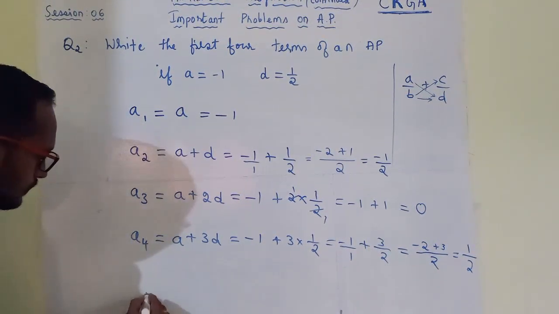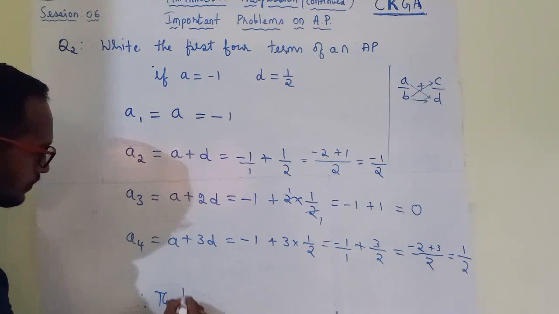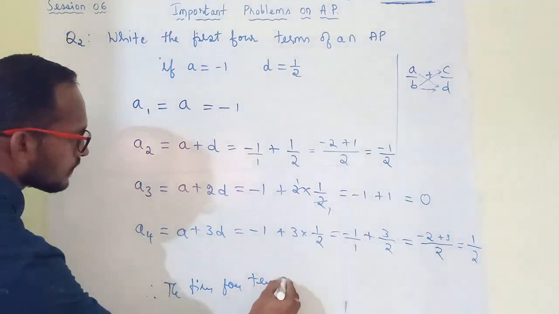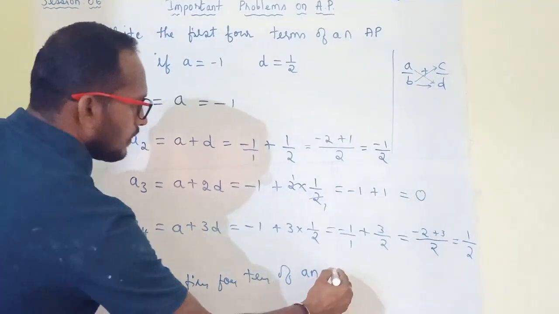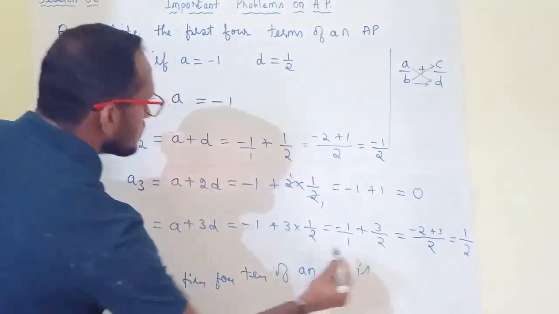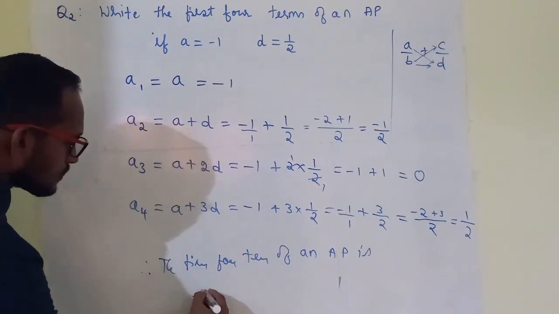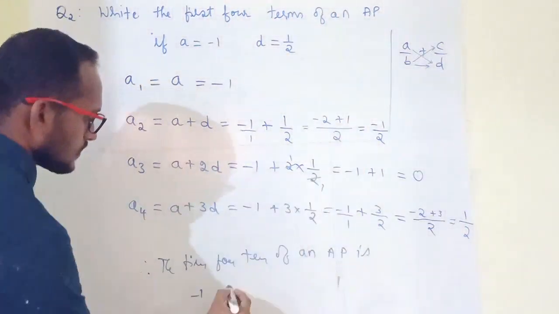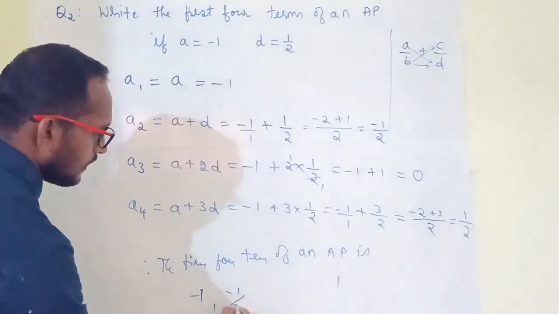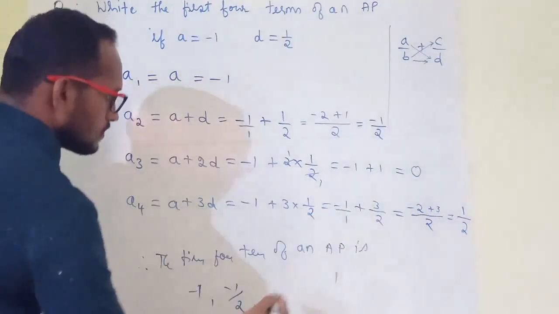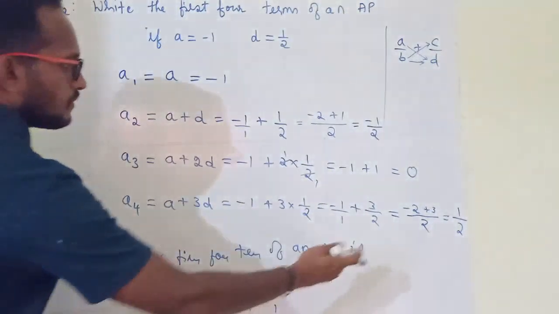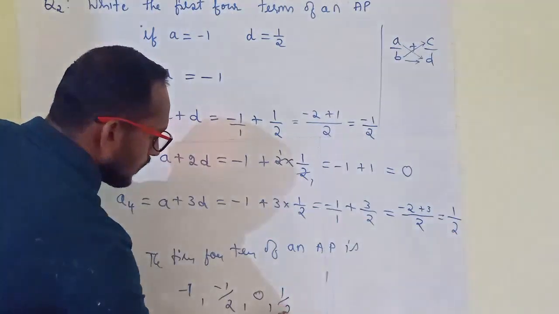Therefore the first 4 terms of the AP are: the first term is minus 1, the second term is minus 1 by 2, the third term is 0 and the fourth term is 1 by 2.